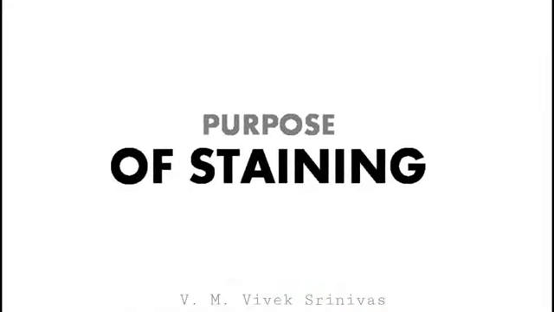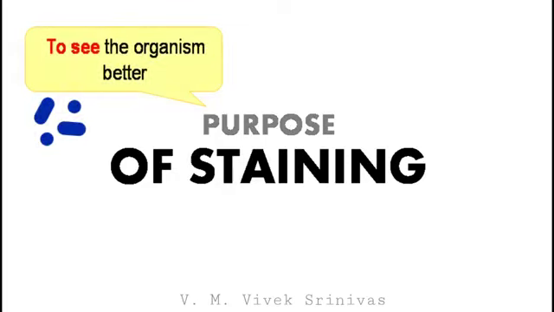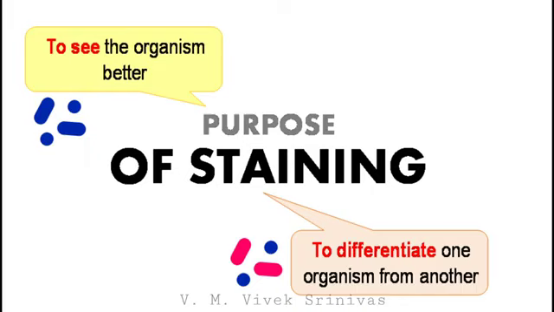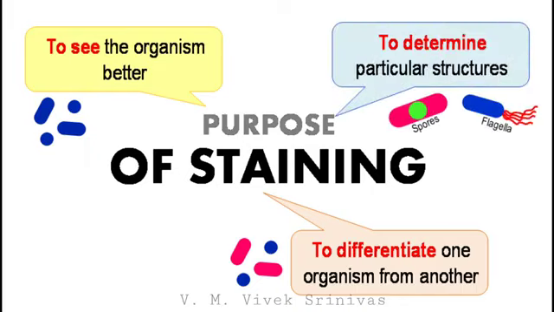The purpose of the staining. The first purpose is to see the organisms better under the microscope. Secondly, to differentiate one organism from another. Lastly, to determine or to demonstrate particular structures of the bacteria, like the bacterial spore, the bacterial flagella, etc. These are the purposes for the staining.